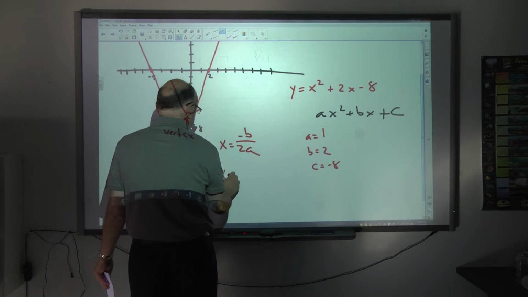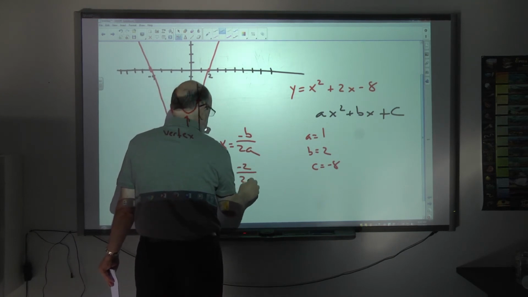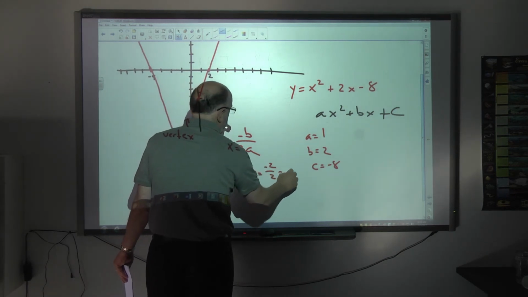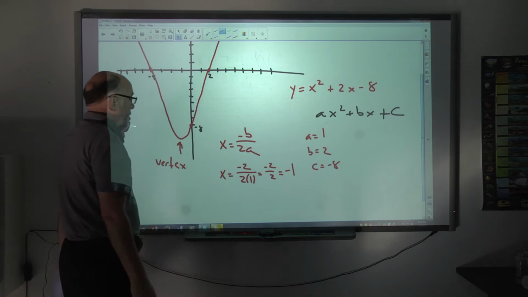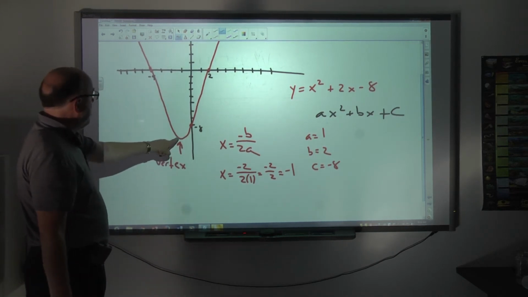So we can get the x-coordinate of this point. The x-coordinate is going to be -2 over 2 times 1. So -2 over 2, which is -1. So that's the x-coordinate, and this will be -1.